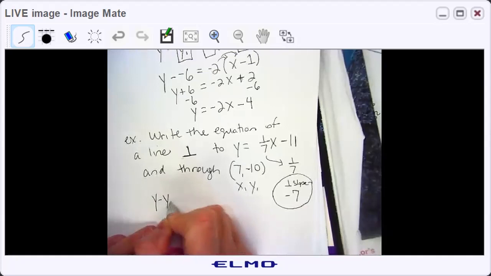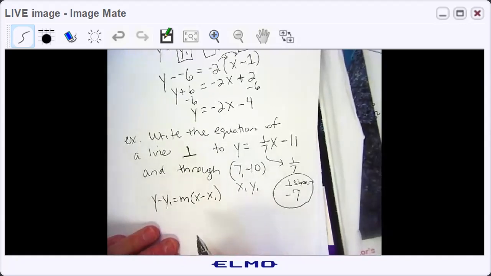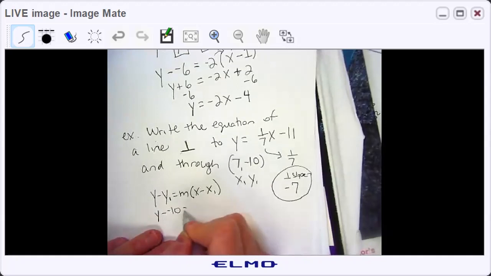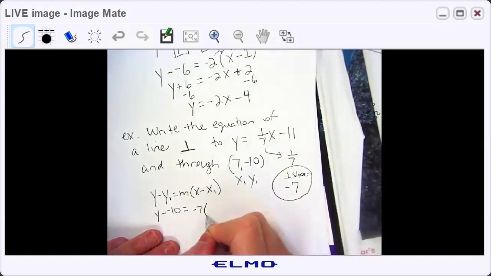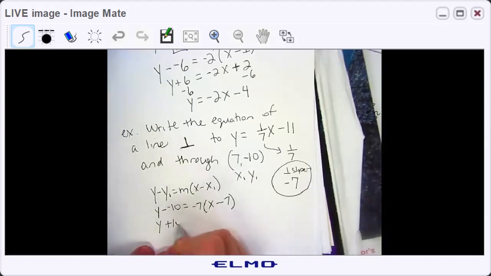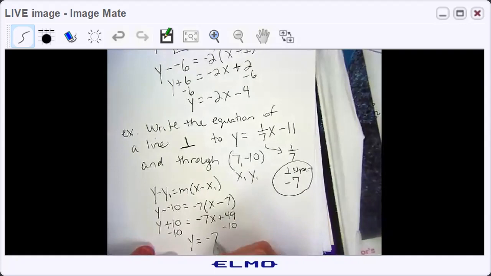Let's go ahead and write the formula. I always write the formula every time. It helps me remember it. And go ahead and put the parts in the formula. Y minus our y value of -10. That's going to turn plus mx minus our x value of 7. y plus 10, do your distributing, plus 49. We're going to subtract 10, and here is my resulting formula.